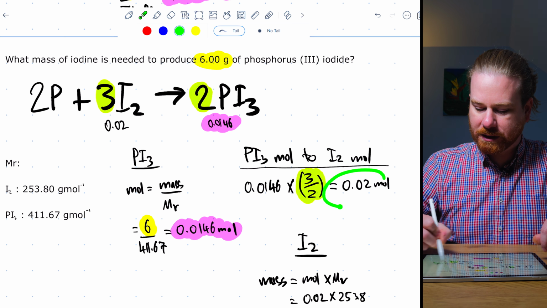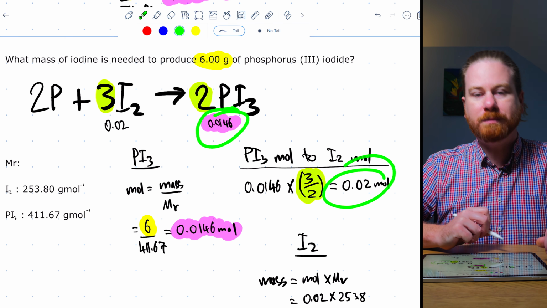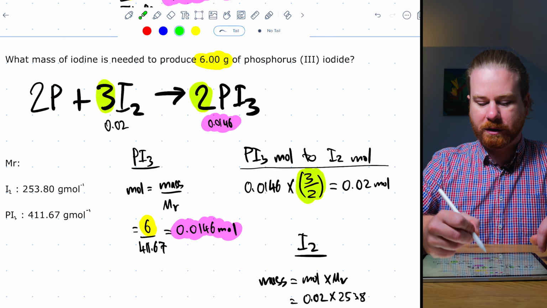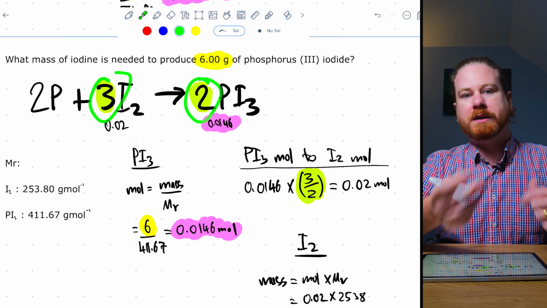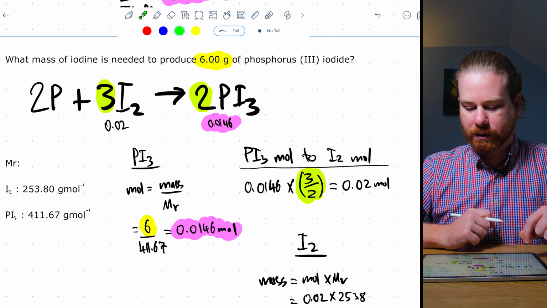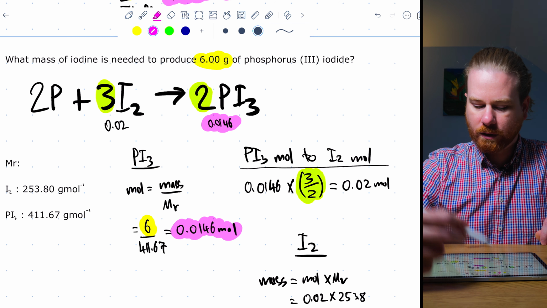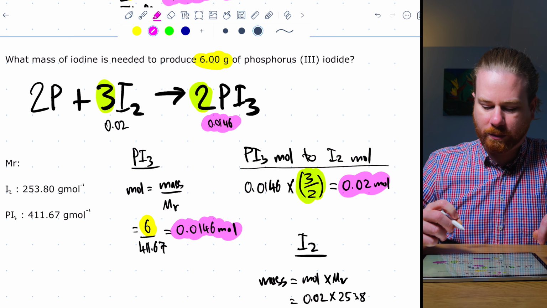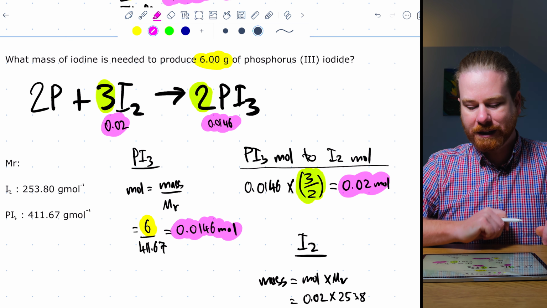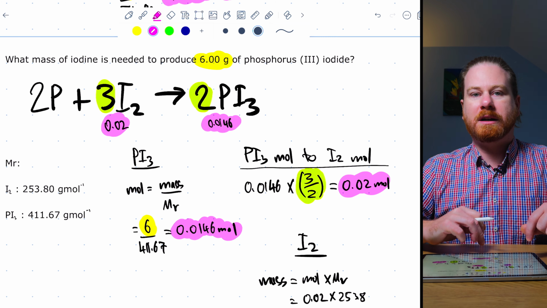So a good thing to check is that this number needs to be bigger than this number. And how do we know that this number needs to be bigger? Because 2 is smaller than 3, so you can do little checks along the way to make sure you're getting the right answer. So now we know the number of moles of iodine, and then our question is then mass of iodine.